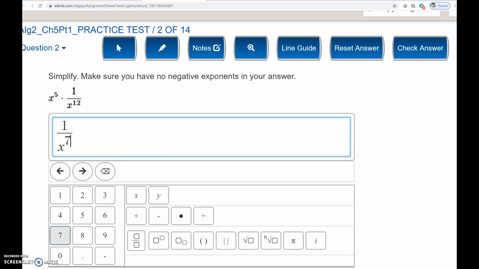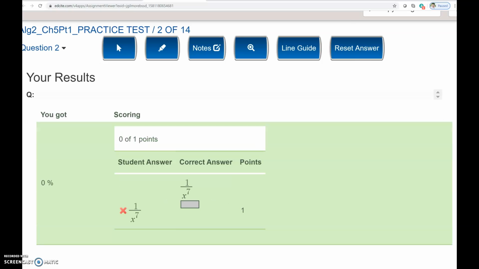This is one of the problems that is grading incorrectly right now. I have made sure that it is grading correctly on the test. Apparently there's an extra field or something in the answer. If you got 1 over x to the 7th, you are correct on that problem.